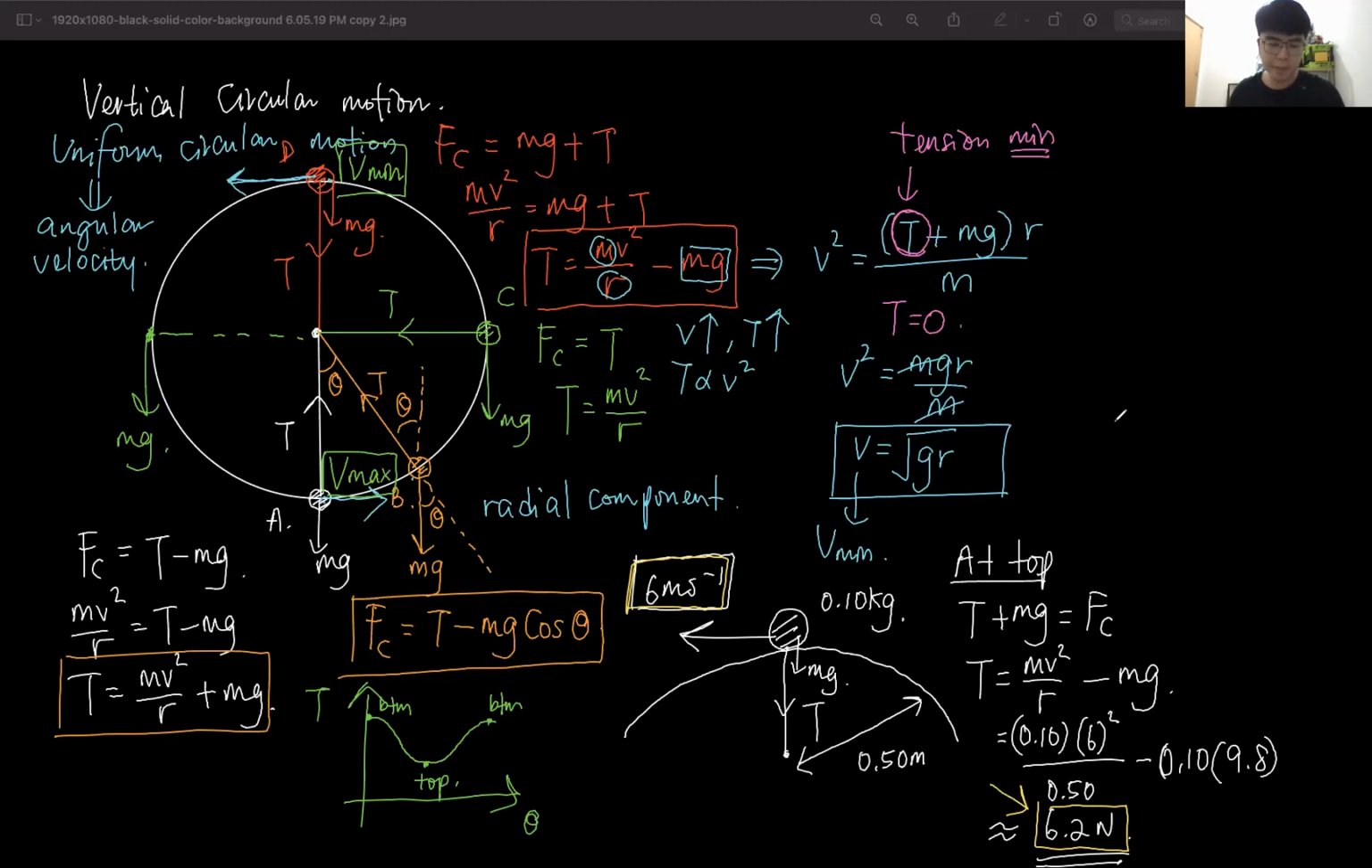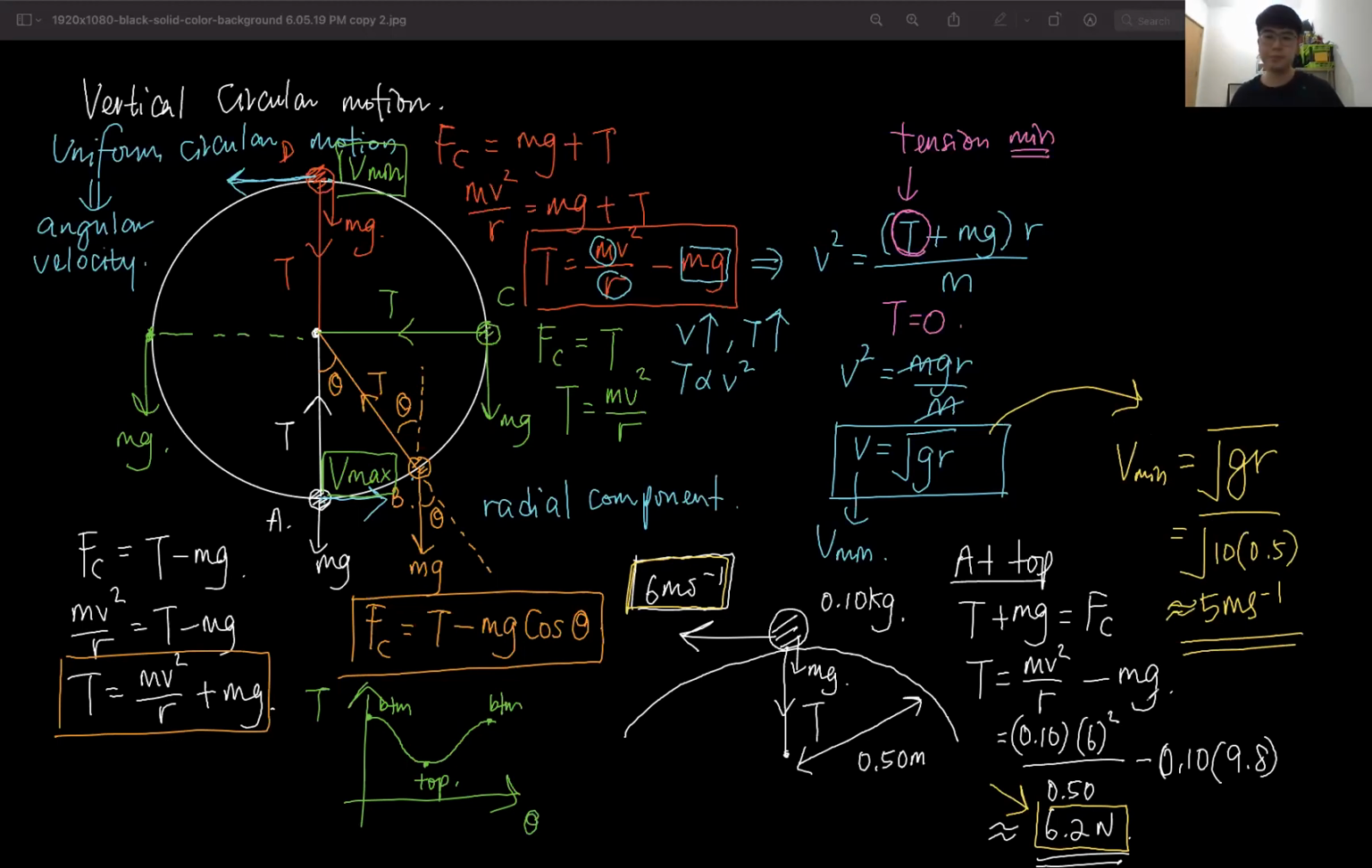Okay, you can calculate the minimum velocity. V minimum equals the square root of GR. Get it from here. And we have, okay, I'll just take 10, easy. 0.5, that is 5 meters per second, approximate. Okay, so 5 meters per second. Minimum velocity is when tension equals 0. The same is true for reaction.